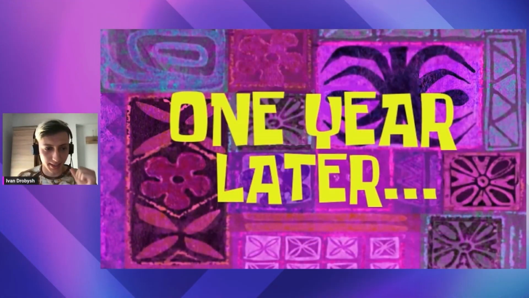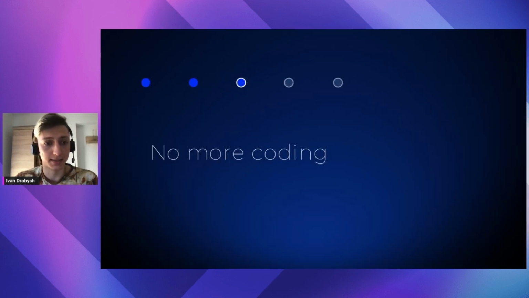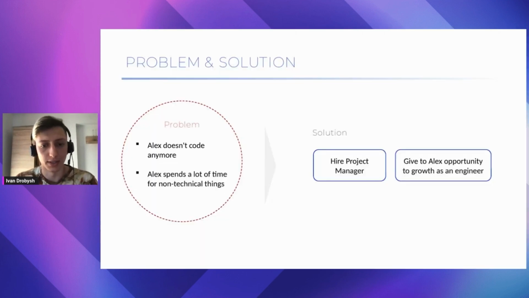Okay, you've just seen the conversation between the customer and the team lead of the project. The problem was that the team lead, Alexei, stopped coding and he doesn't like it. So that's the next stage of the project: no more coding for the lead engineer. Again, let's take a look at the problem. Alex doesn't code anymore, and Alex spends a lot of time on non-technical things, but he's an engineer. Yeah, he doesn't like it.